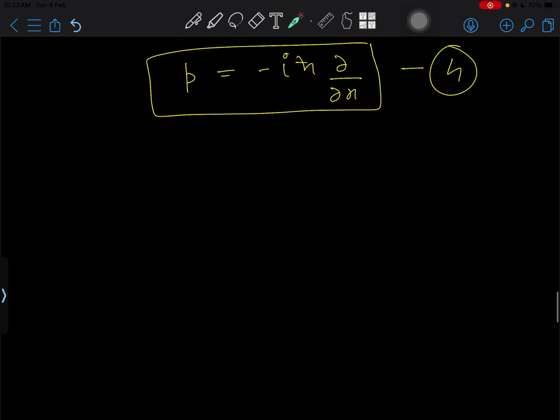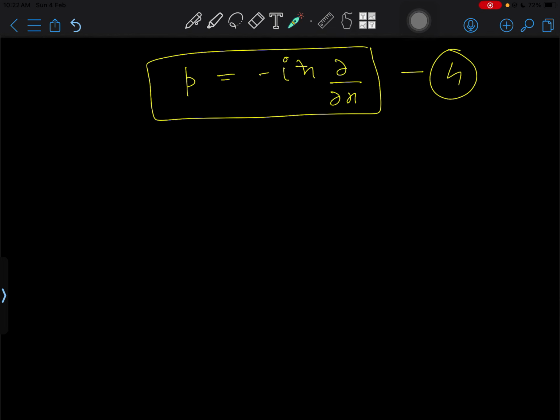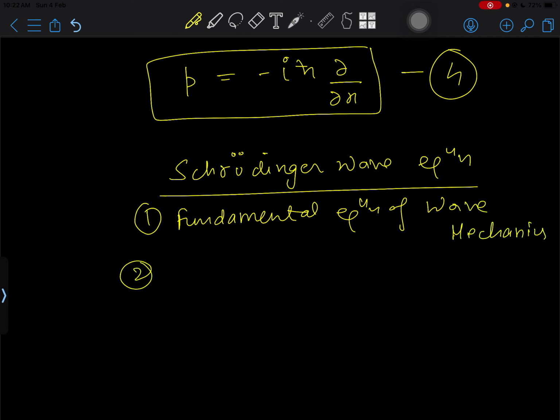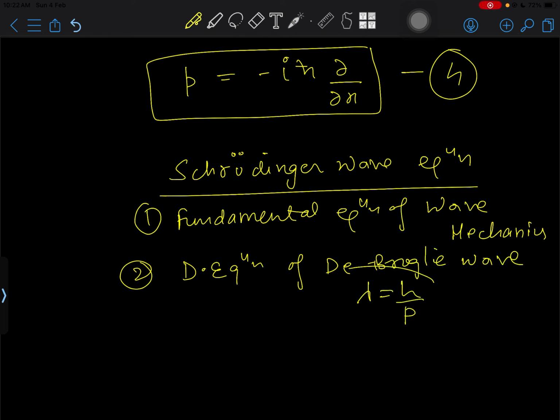Now we can deduce the Schrodinger wave equation. Let us move toward the most important topic, the Schrodinger wave equation. As I have discussed before, it is the fundamental equation of wave mechanics, and basically it is the differential equation of the de Broglie wave, which is lambda is equal to h upon p.